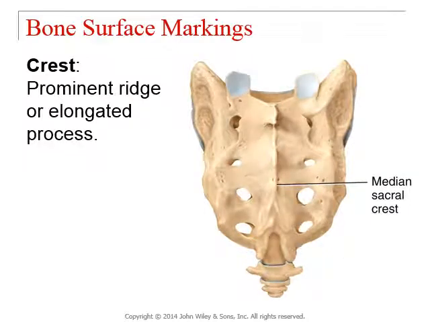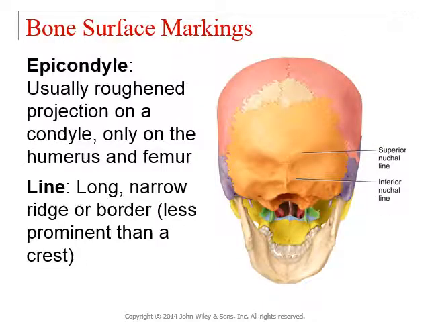Crests are going to be prominent ridges or elongated processes. These are going to be primarily tendon attachments. So as you can see here, this is known as the sacrum. This is going to be the median sacral crest found in the most posterior portion of the sacrum here. There's going to be different gluteal attachments as well as other smaller muscles that range throughout the posterior part of the pelvis. Just like the crest, there will be other types of projections we'll have as well.